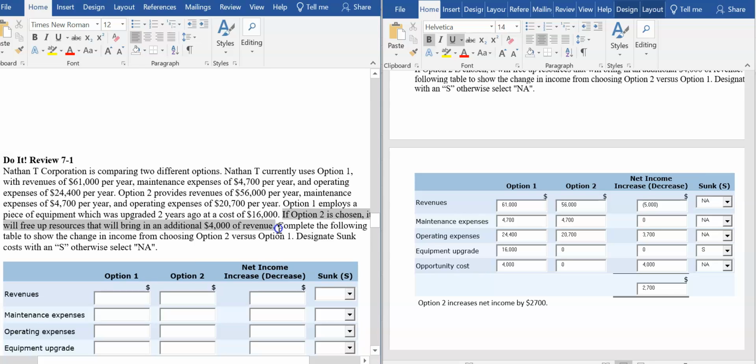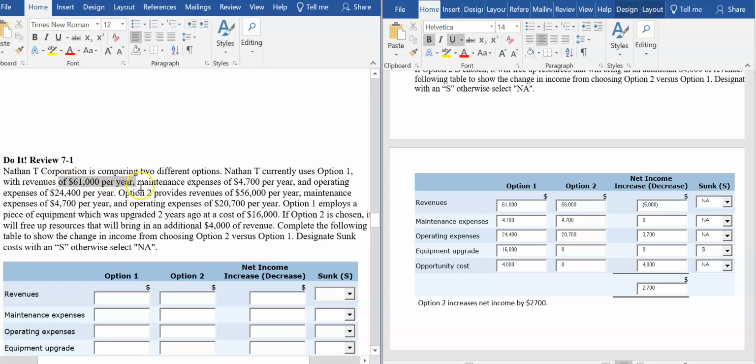We are going to complete this table to show the change in income between option two and option one. Anything that is sunk will be designated S. Otherwise, we'll just put NA in that last blank where it's asking if it's a sunk cost. Looking through here, remember, a sunk cost is a cost that cannot be changed. It happened in the past. Nothing we can do today or in the future will cause that to change.